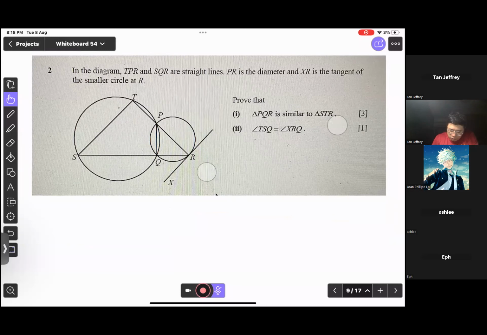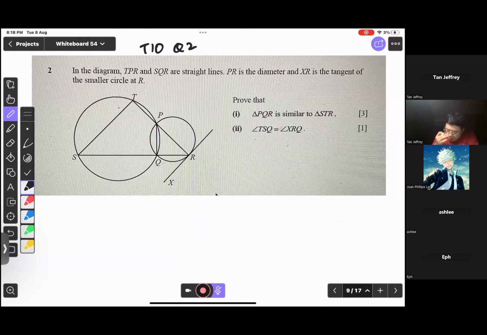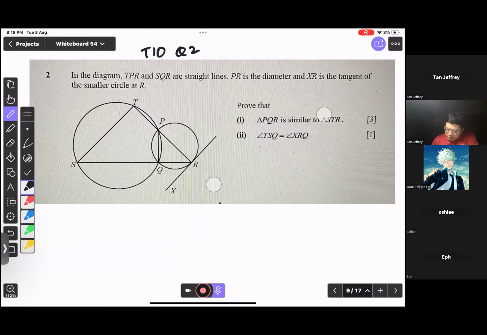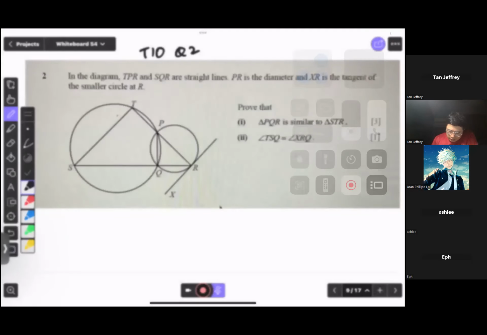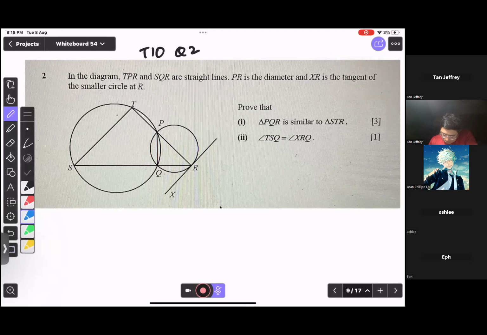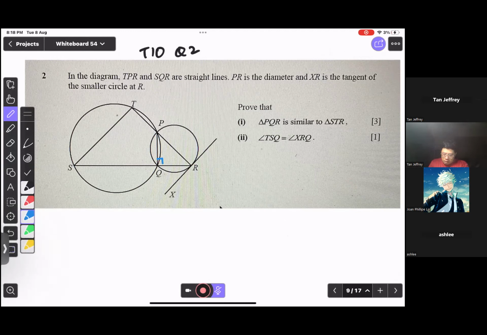Okay, so this one is Jones' question. This is topic 10, question 2. PR is the diameter. That means this will be 90 degrees. So PQR will be 90 degrees. That means PQS will also be 90 degrees.